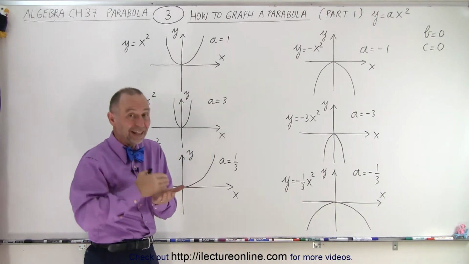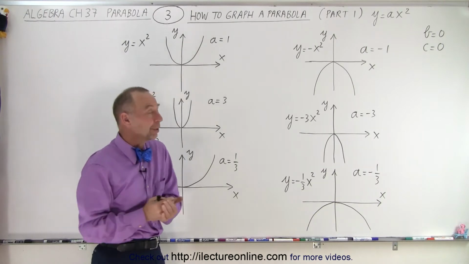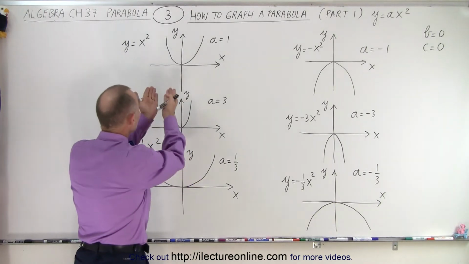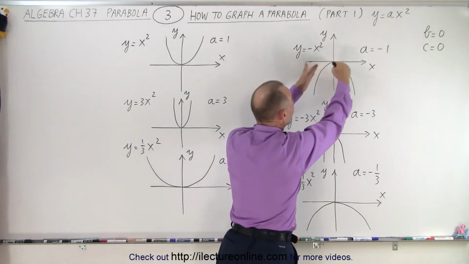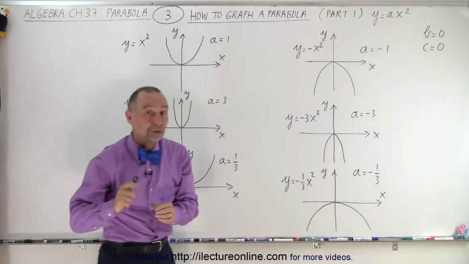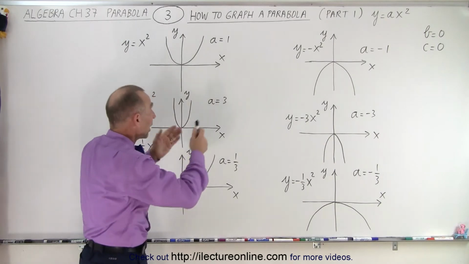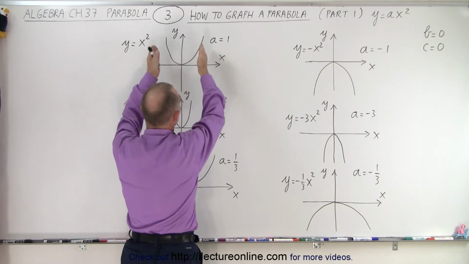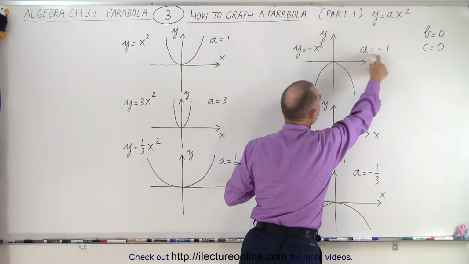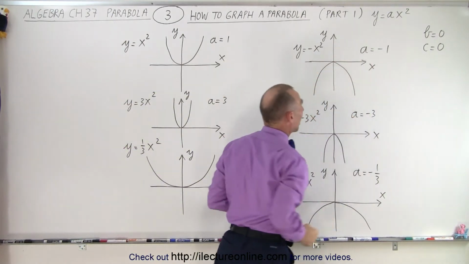Now, the vertex is the highest or lowest point on the parabola. It will be the lowest point if the parabola opens upward, and it will be the highest point if the parabola opens downward. What determines if the parabola opens upward or downward? Well, if a is a positive number, then the parabola opens upward. If a is a negative number, then the parabola opens downward.